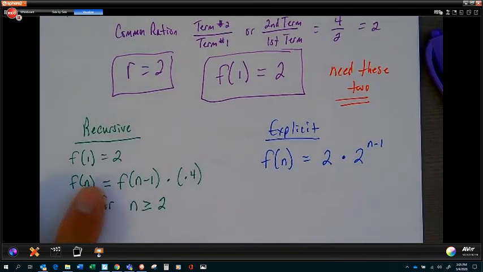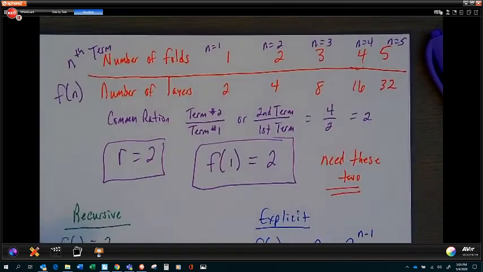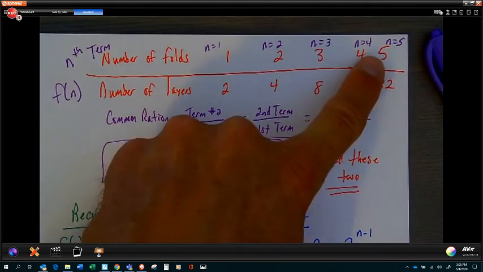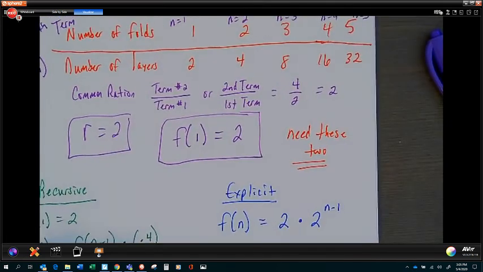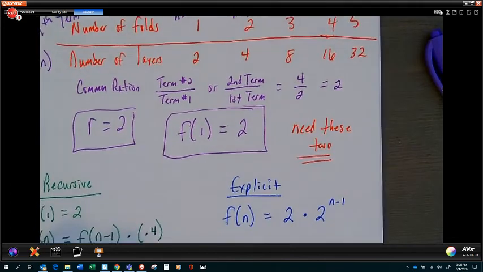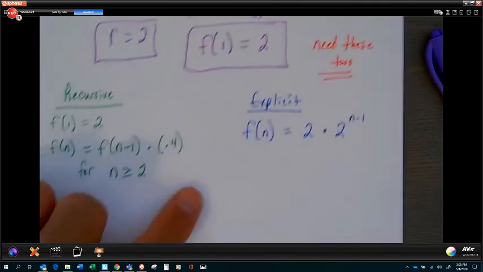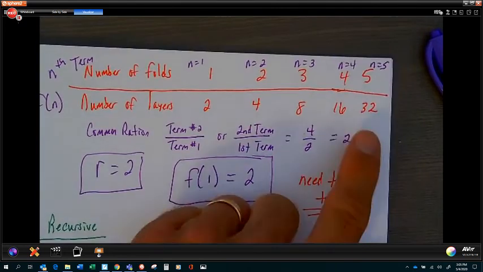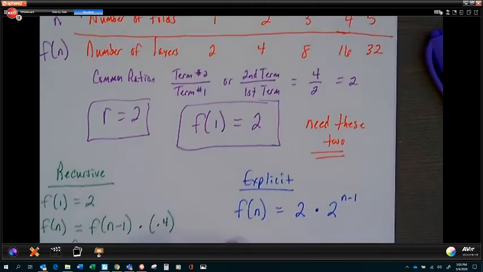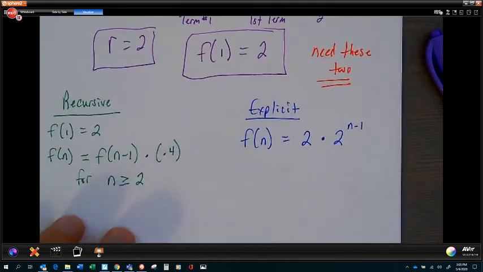Again, for the recursive, you need to know the previous term. Well, I already know the 5th fold, but what if I want to know the 10th fold? I got 10 folds. How many layers is that? The best thing to use is the explicit formula because you can just substitute the term that you want. I want to know the 10th term. That's 10 folds. All right?